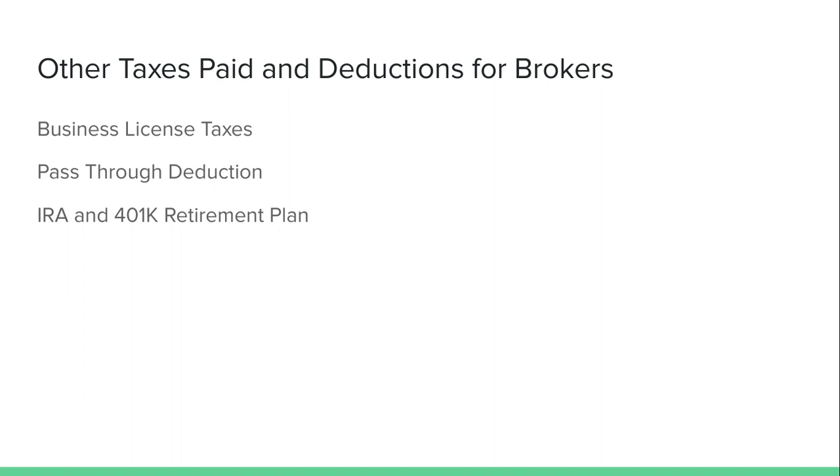And then if brokers use IRA or 401k retirement plans, they can get a percentage off, or they can pay less in taxes. Income can go to some tax-free investments. And that is what we were looking at with the taxation of real estate.